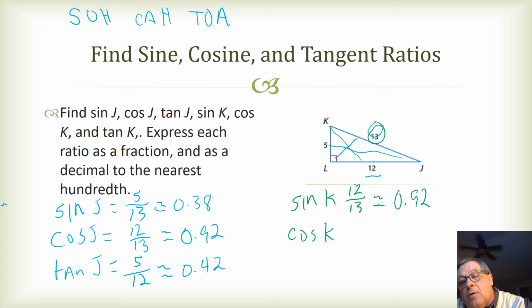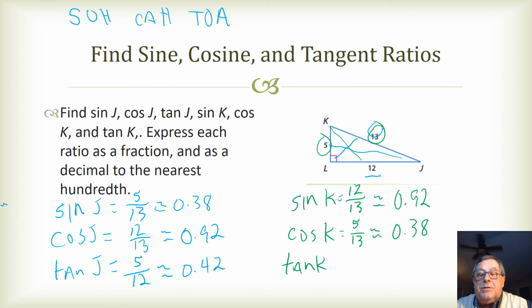All right, cosine of K. Cosine, we know, is adjacent over hypotenuse. Well, the side adjacent to angle K is 5. Hypotenuse is 13. So we've got cosine of K is 5 over 13, and that is approximately 0.38.